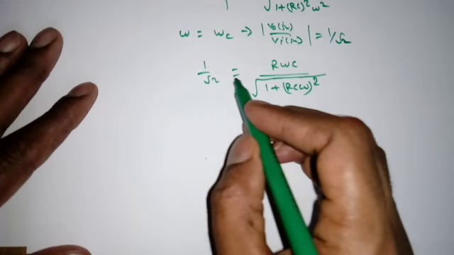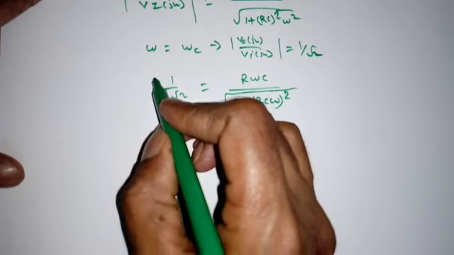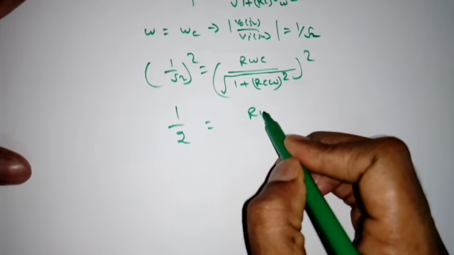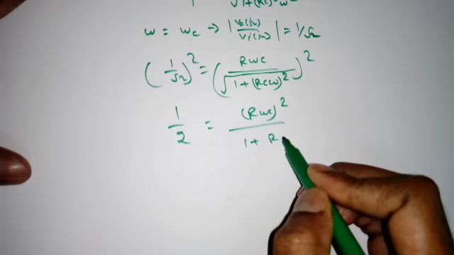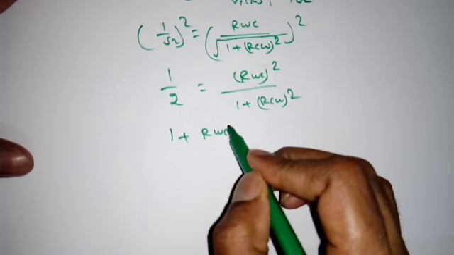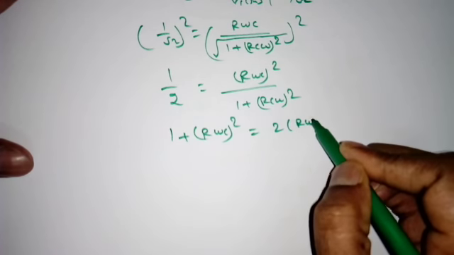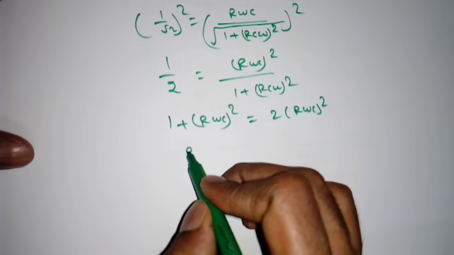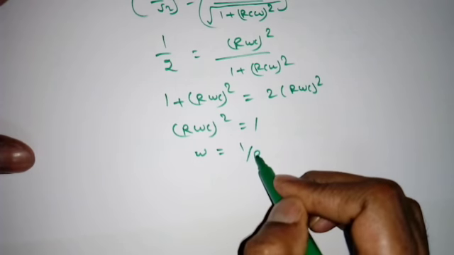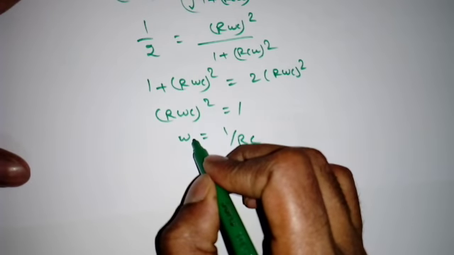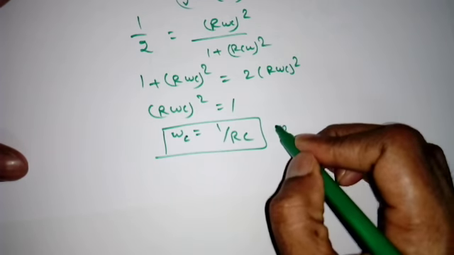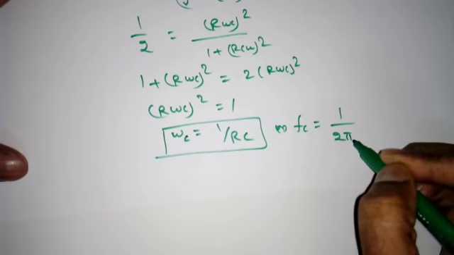Now to simplify, if we square both sides, this will become 1 by 2 equal to (R omega C) square by 1 plus (R omega C) square. Cross multiply: 1 plus (R omega C) square is equal to 2 times (R omega C) square. If this goes to that side, (R omega C) square is equal to 1, or omega is equal to 1 by RC. Here we substitute omega equal to omega c. So the cutoff frequency is 1 by RC, or fc is equal to 1 by 2 pi RC.